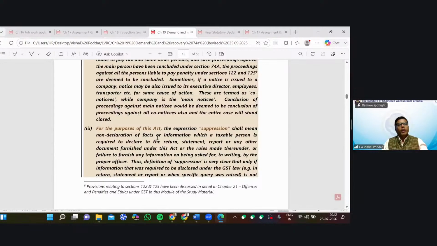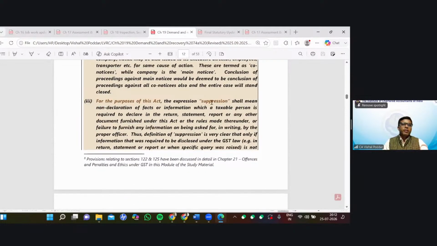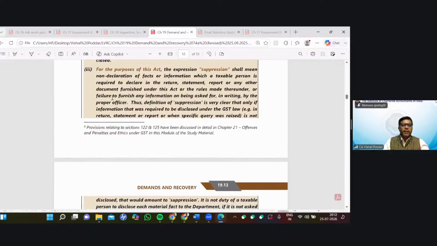Now, for the purpose of this act, the term suppression will mean what? It will mean non-declaration of facts or information which a taxable person is required to declare in the returns. So we have seen that wherever it is a fraud case, it may be fraud or misrepresentation or suppression. So what is suppression? You are required to declare something in your returns which you have not declared, that is suppression.